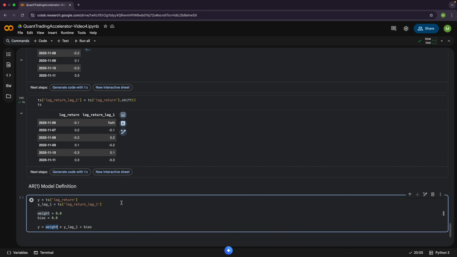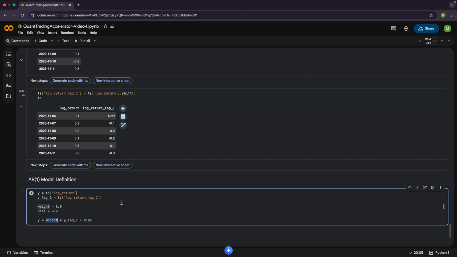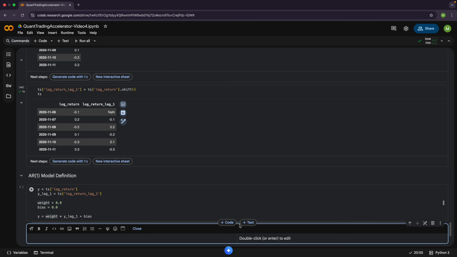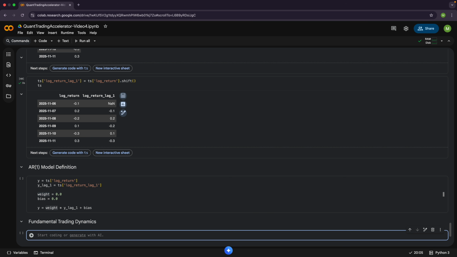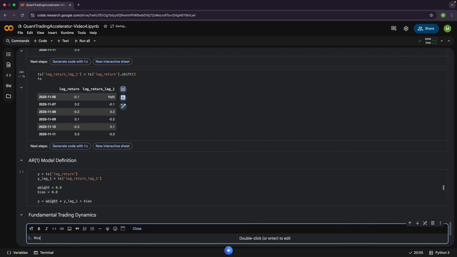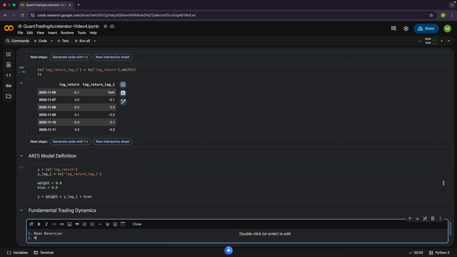And the reason why this model is very powerful is because of its simplicity, but also because it can model the 2 fundamental trading dynamics. Now we can go into what they are. If you've done any trading yourself, you probably know what these are, I think they might be called patterns, I'm not sure what they're called. The first one is mean reversion, and then the second one is momentum.